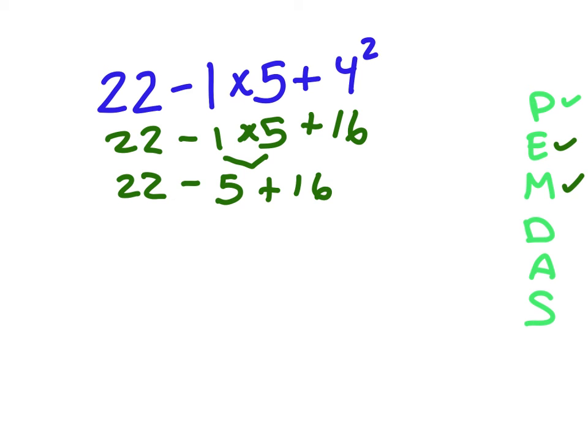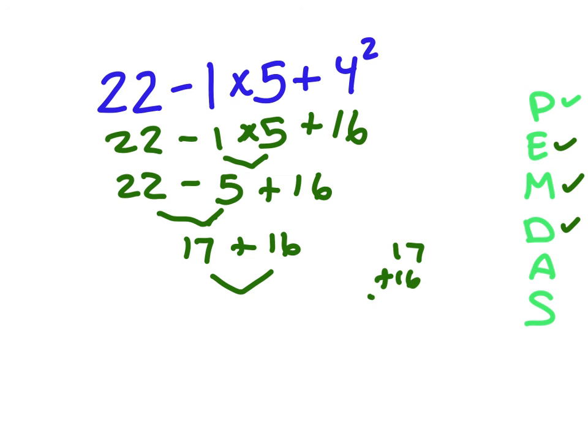So I took care of the multiplication, there was no division, and now I have to do addition and subtraction going left to right. So I have 22 minus 5 equals 17. So I have 17 plus 16. So 17 plus 16 is 33. So my answer is 33.